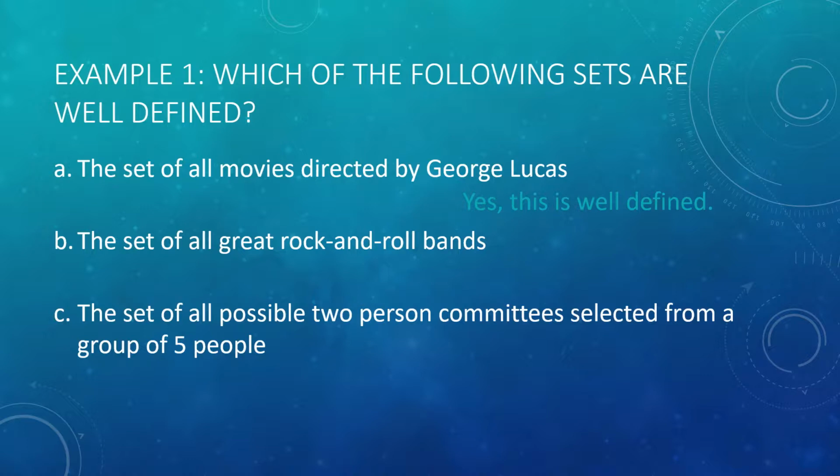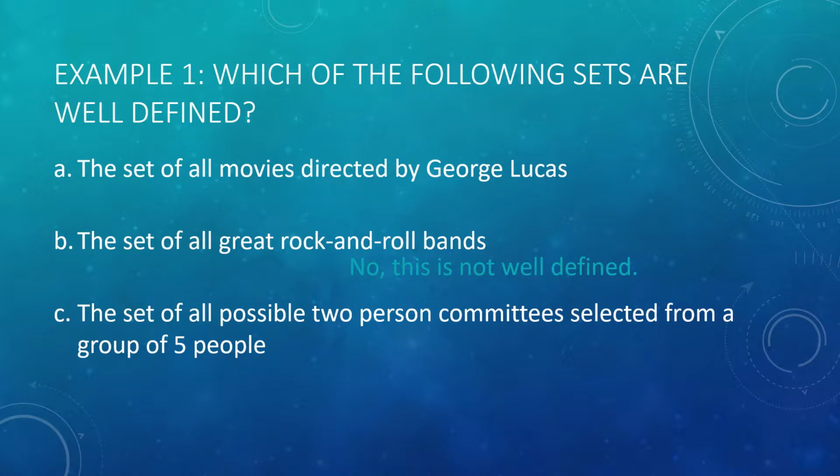Next, we have the set of all great rock and roll bands. Now, this one is a little more foggy. Depending on what person you ask, they may have a different list of great rock and roll bands. So this is not well-defined. So there's no set rule for determining whether some rock and roll band is great or not. You could come up with a rule, and then if you stated the rule, you said the set of all great rock and roll bands, and my rule for if they're great is this, that could make it well-defined, but right now it's not well-defined.